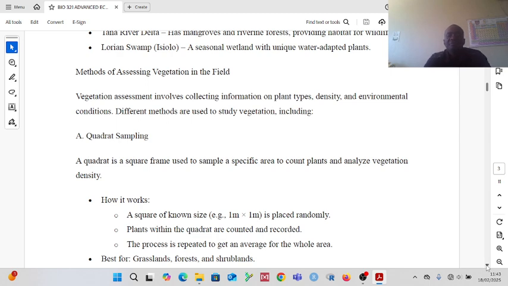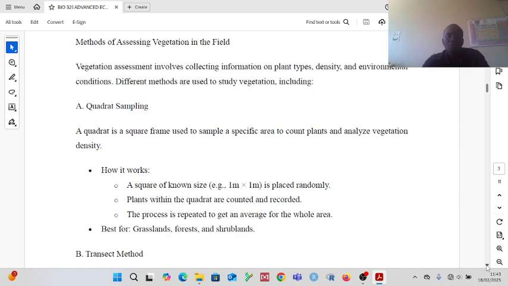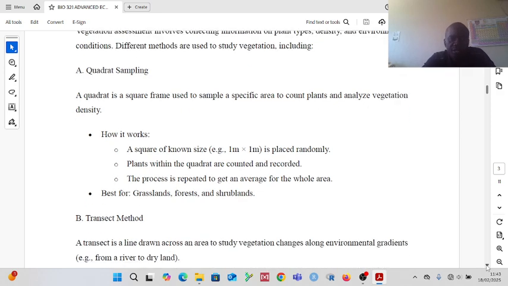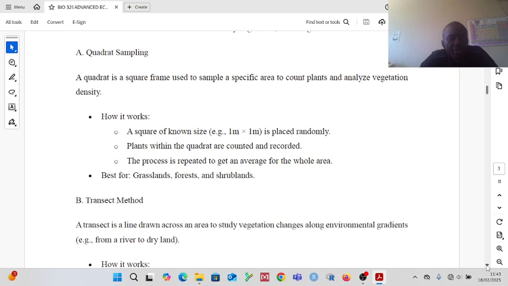Assessment of vegetation involves collecting information about the plant types, the density, and the conditions in the particular areas where the vegetation that you are looking at is found. To do this assessment, to study this vegetation, there are different methods that can be employed. One of them is quadrat sampling.